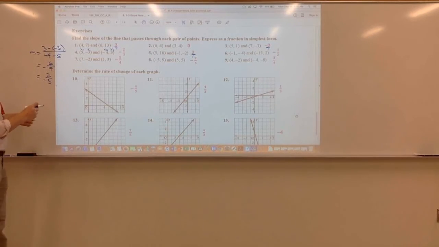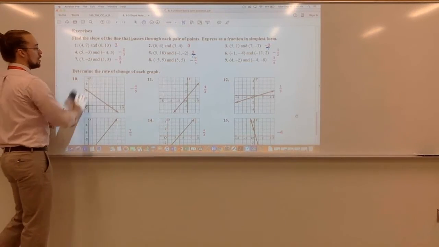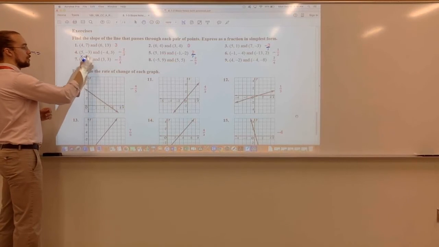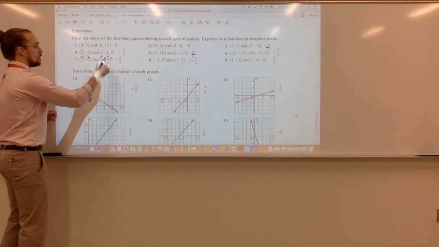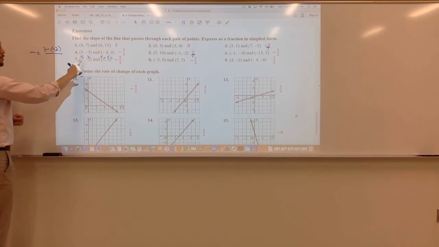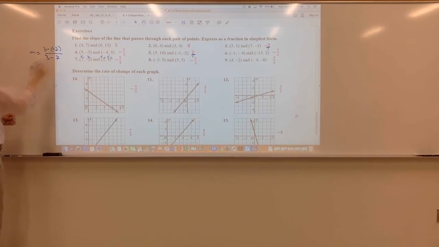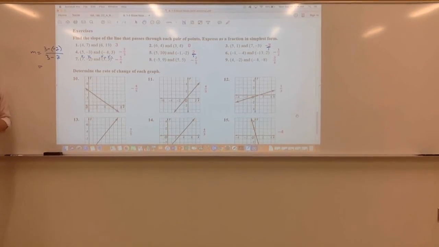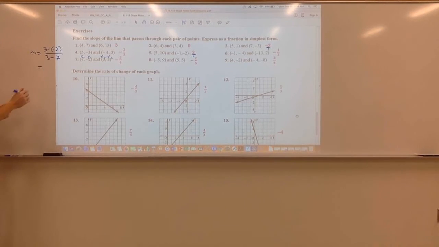7? Yeah. Alright. So on number 7, do the same thing here. Label x1, y1, x2, y2. So y2 minus y1 would be 3 minus negative 2 over x2 minus x1, so 3 minus 7. And so 3 minus negative 2 is the same as 3 plus 2, so that'll be 5. 3 minus 7 would be negative 4. And we can't reduce that, so that's the final answer.